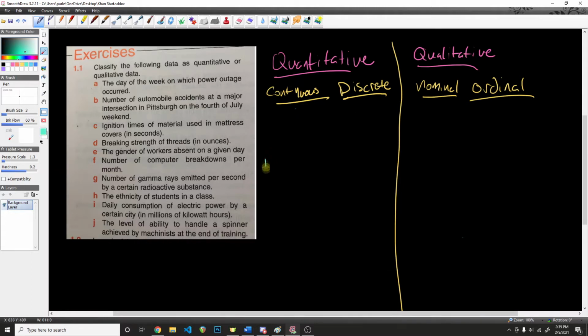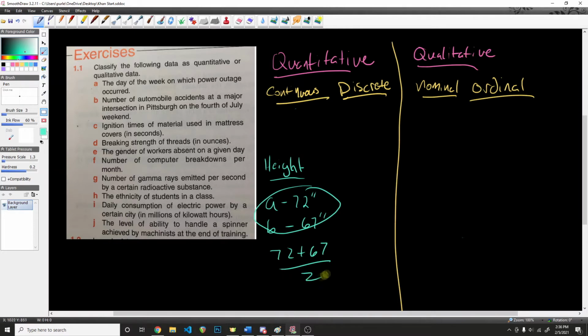To give you a better idea of the difference, let's say I have the height of two people. Let's say that I have person A, and that person is going to be 72 inches tall. And then person B, that person is going to be 67 inches tall. Now, I can actually get an average out of these two by going 72 plus 67 divided by 2, and that will give me the average height between these two people.